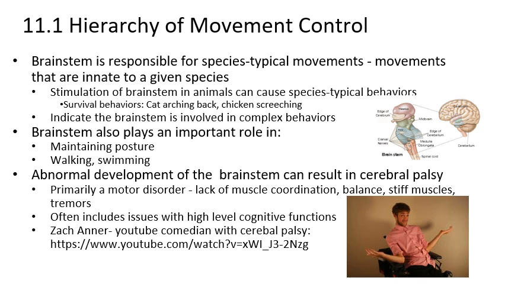Abnormal development of the brainstem can result in cerebral palsy, which is a motor disorder characterized by a lack of motor coordination, poor balance, stiff muscles, and tremors. People are often in a wheelchair. There are often also issues with the coordination of some higher level cognitive functions associated with cerebral palsy, although there are plenty of people with cerebral palsy with normal or above average intelligence.